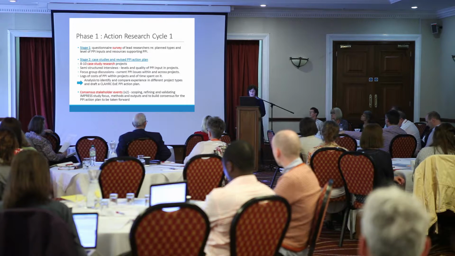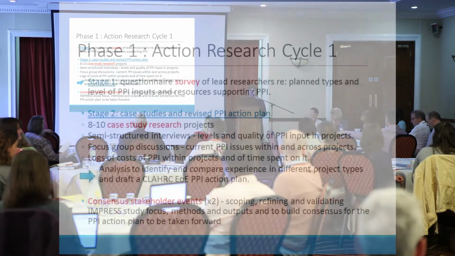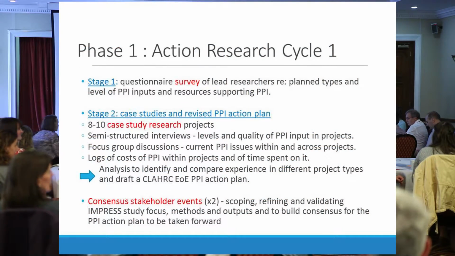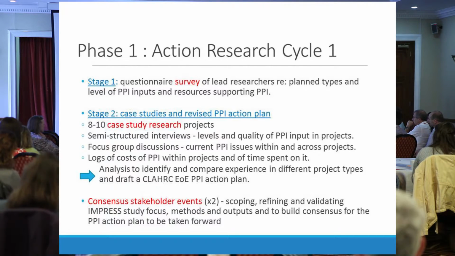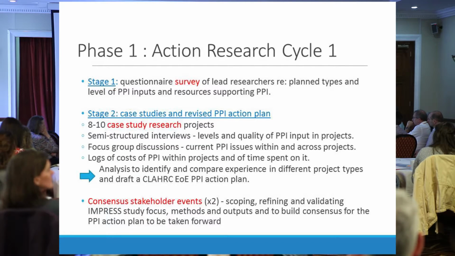So where are we with this at the moment? We're in the first of 2 action research cycles that we have planned. The first one should be finished hopefully by the end of this year. So far we have sent out a questionnaire survey to lead researchers of projects within the CLAHRC to ask them about the plan types and levels of PPI and the resources they have to support their PPI. That went out a few months ago, and we're just putting some of that data through further analysis. The poster outside, if you get a chance to have a look, reports some of the initial findings.